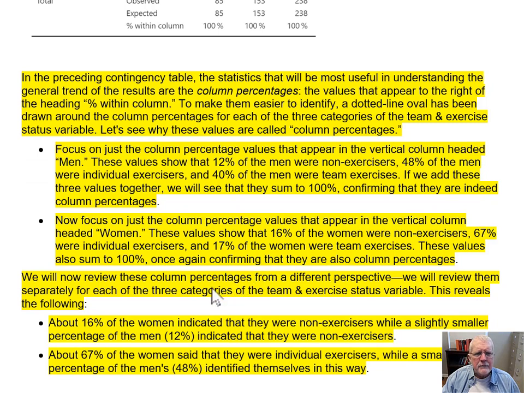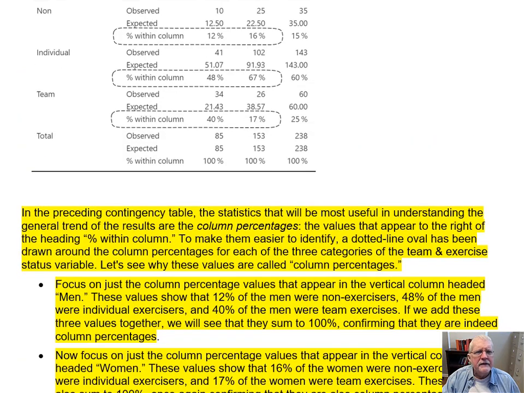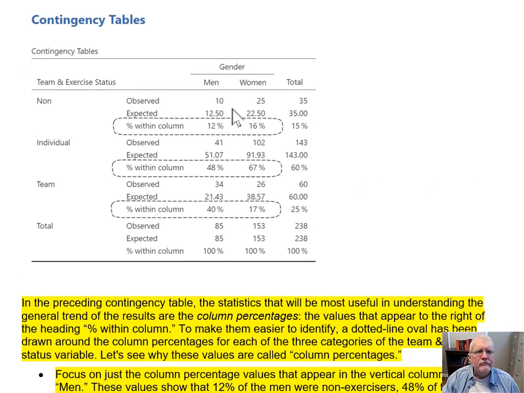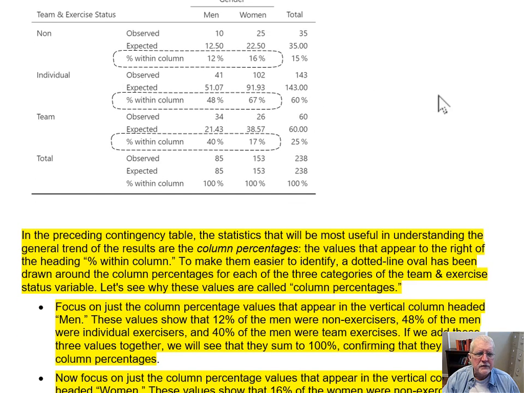We'll now review these same column percentages, but from a different perspective. We'll review them separately for each of the three categories of the team and exercise status variable. This reveals the following. About 16% of the women indicated that they were non-exercisers, while a slightly smaller percentage of the men, 12%, indicated that they were non-exercisers. Not much difference between men and women when it comes to being non-exercisers.